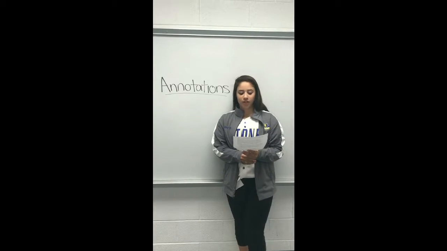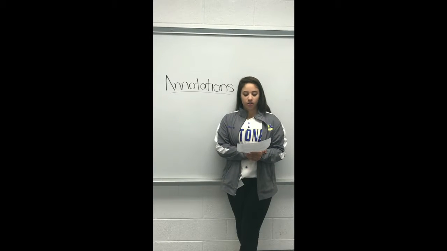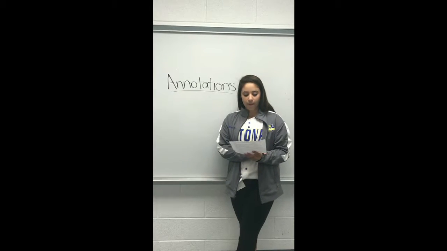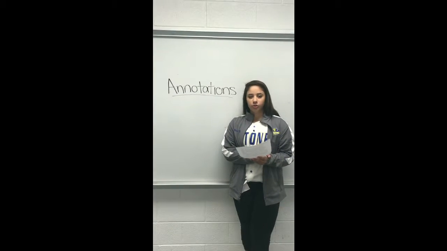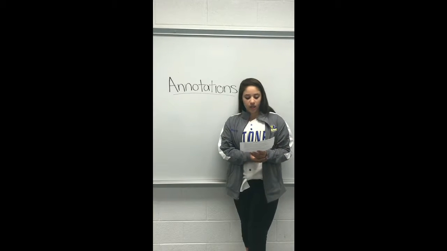So the first thing you should do when reading a text should be reading the background information. This information can give you the purpose, and it can also give you who the author is and who the audience is intended to be. And then you should thoroughly read through the text and underline, highlight, and circle key points throughout the text.